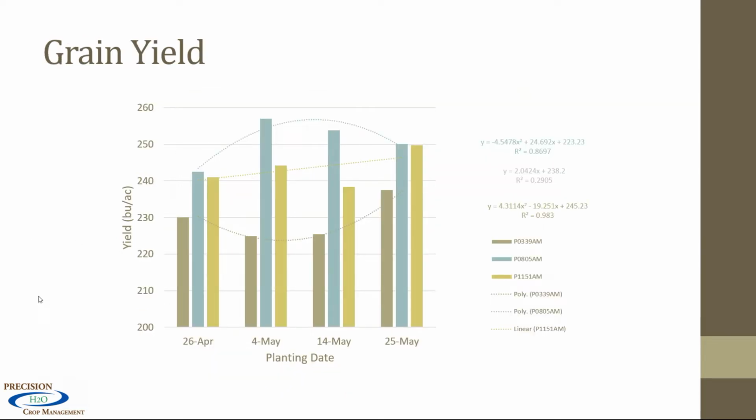When we look at grain yield of those three hybrids, there's a few things that stand out. The first being probably that the May 25th planting date for most of the hybrids was the highest yielding planting date. This is not something that we would usually see, especially with this late a planting date.